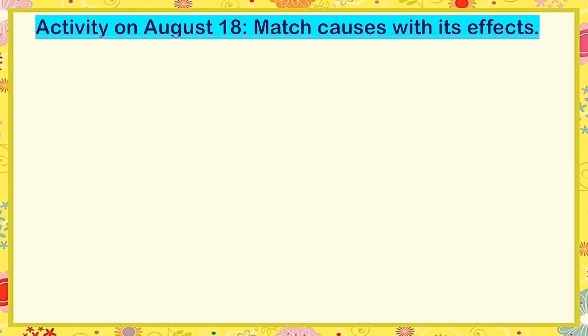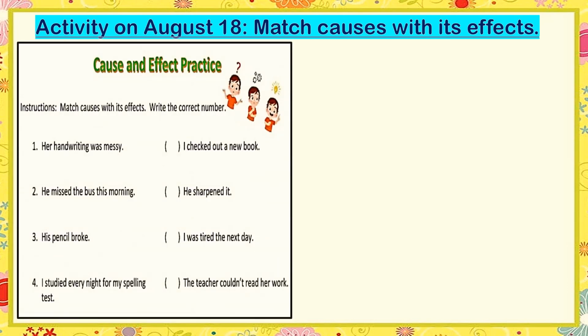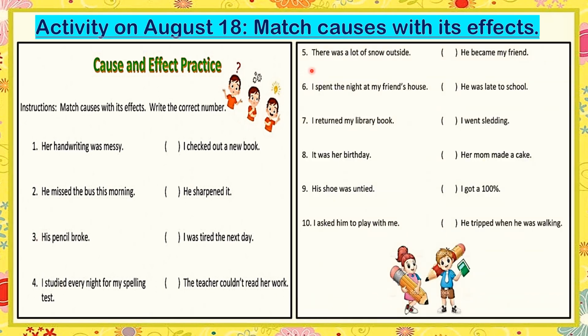So class, we now come to the end of our discussion. So it's time for us to do our activity for today, which is matching causes with its effects. So cause and effect practice. The instruction: match causes with its effects. Write the correct number. On the left side, class, we can see numbers 1, 2, 3, 4, and we have here number 5, 6, 7, 8, 9, 10. We are going to match these sentences to the column on the right.